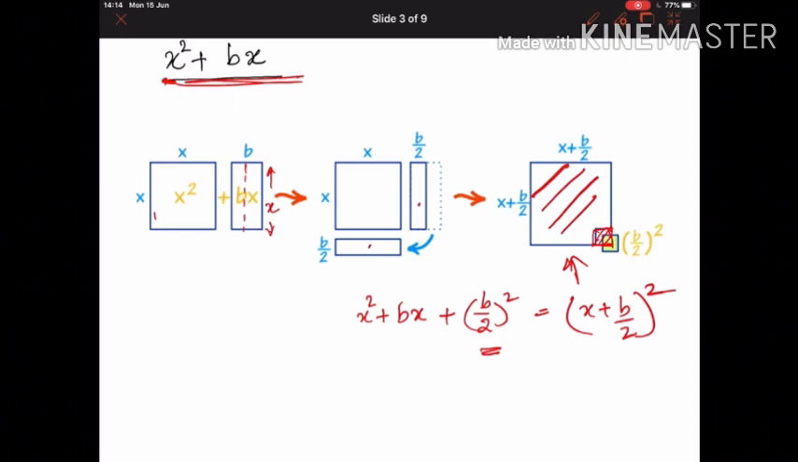But when we add something, we also need to subtract it in order to keep the balance, because we can't just add without also subtracting it. Otherwise the value of this expression changes. Now let us see how to use this process properly with an example.